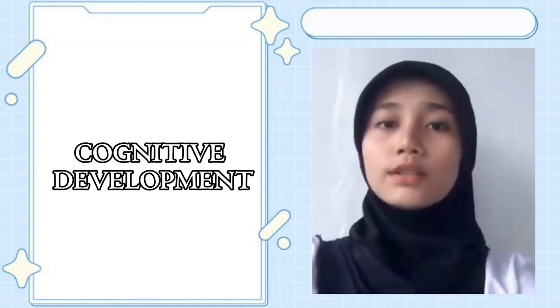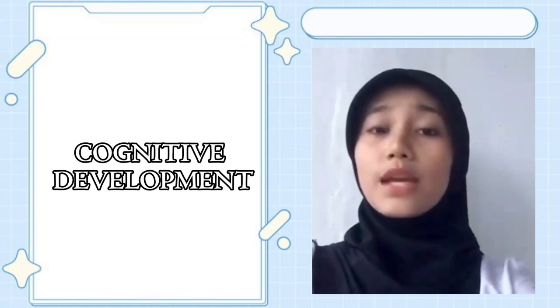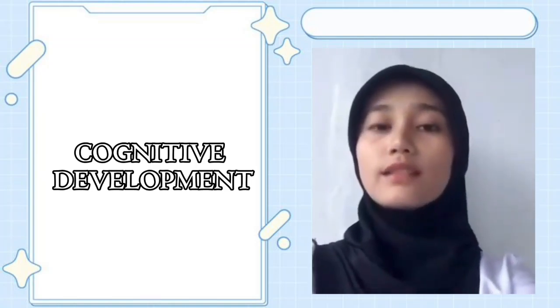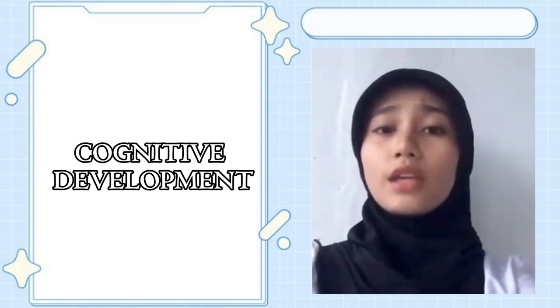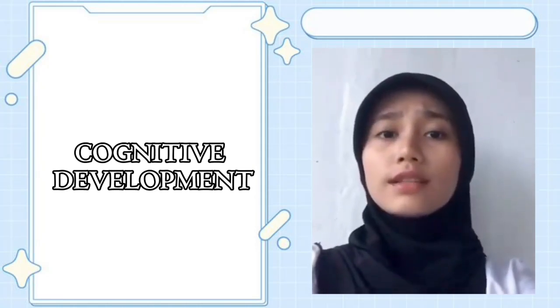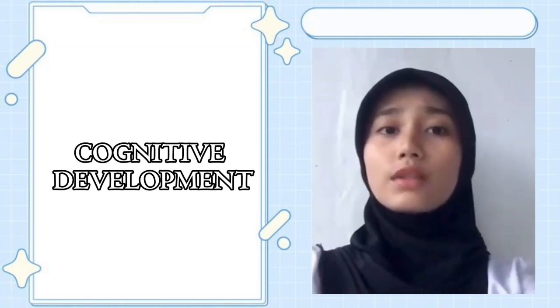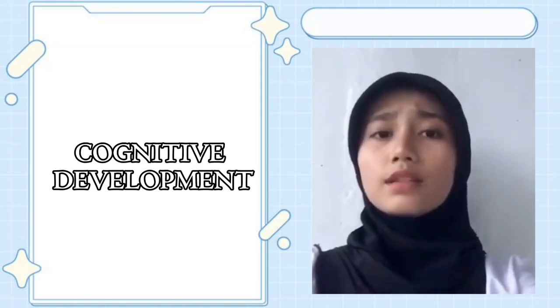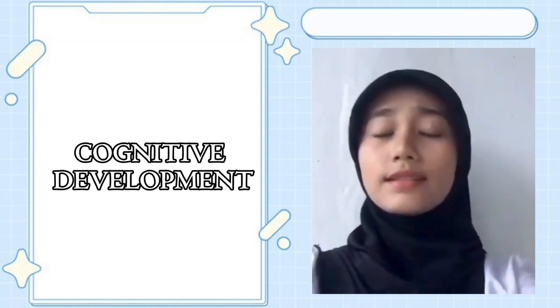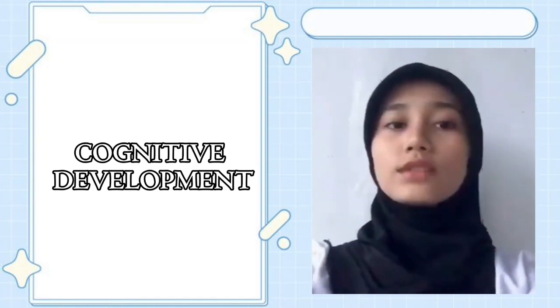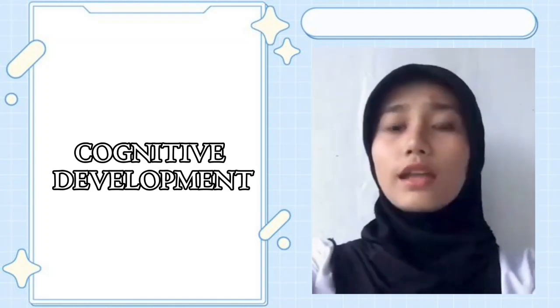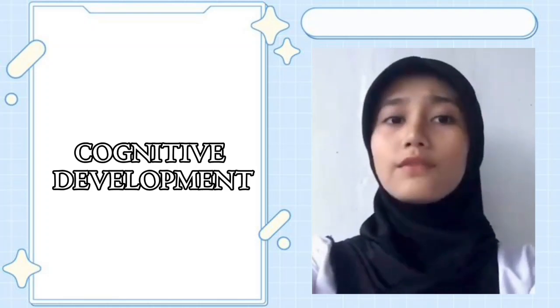For example, a teacher might use Piaget's theory to understand that a child in the concrete operational stage, age 7 to 11 years, thinks logically about concrete events but struggles with abstract concepts. The teacher can then design activities that use hands-on materials and real-world examples to help.